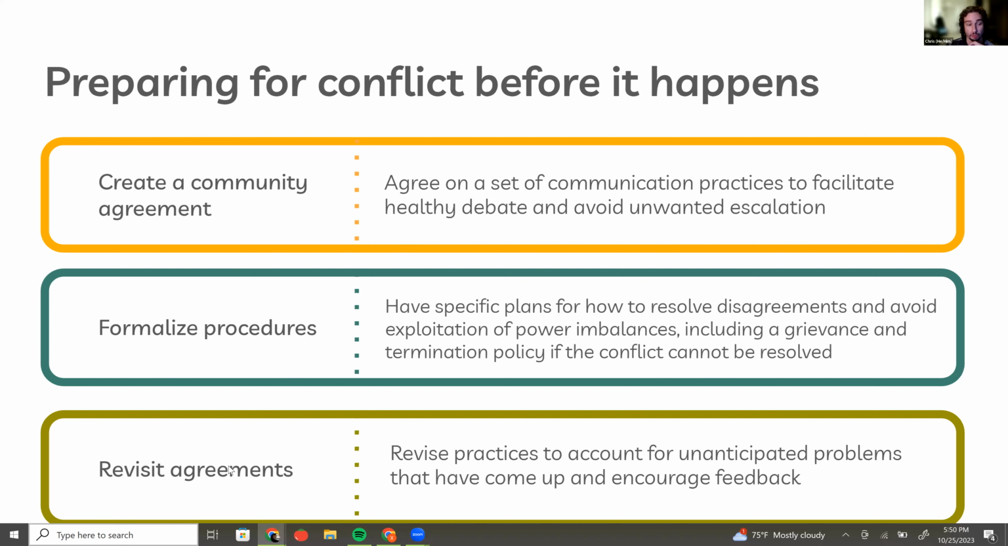And this is something you're going to want to revisit over time. I think generally, when you're talking about what practices you're going to use to work through and resolve conflicts, it is going to be an iterative process.